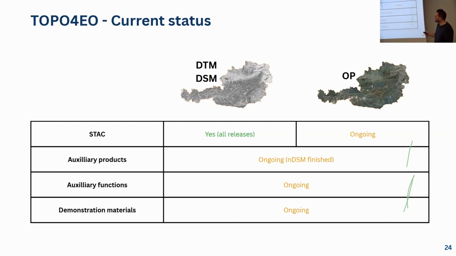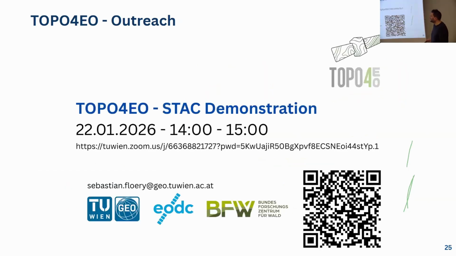Regarding the auxiliary products, as I said, the normalized surface model is already finished, and the derivation of other products is still ongoing, and we will continue that. The auxiliary functions are something we also continuously add and integrate, because that's something we need for our work. And lastly, the demonstration materials, which I come to in the next slide. This is also something that we continuously update and process. And this brings me to the last topic, the outreach.